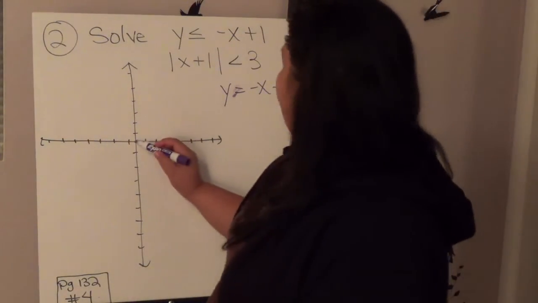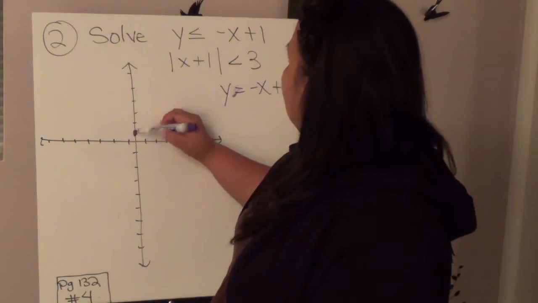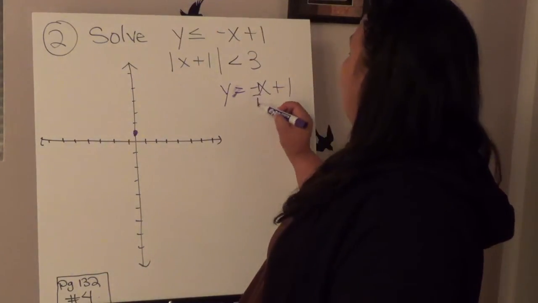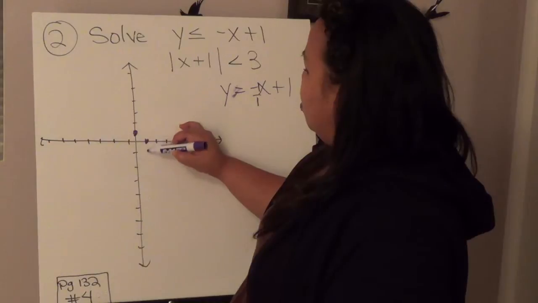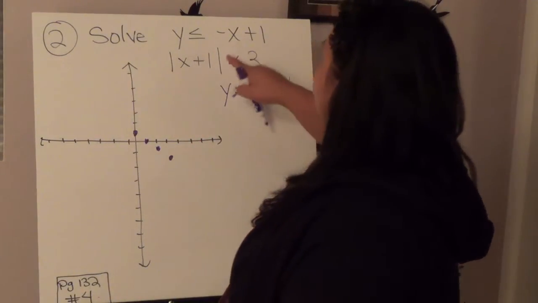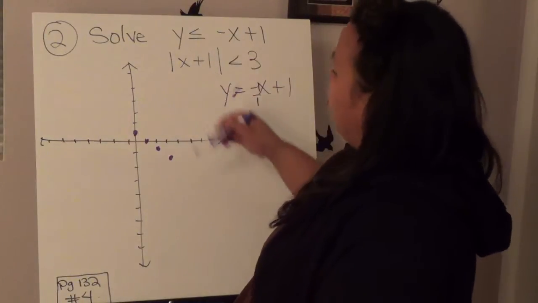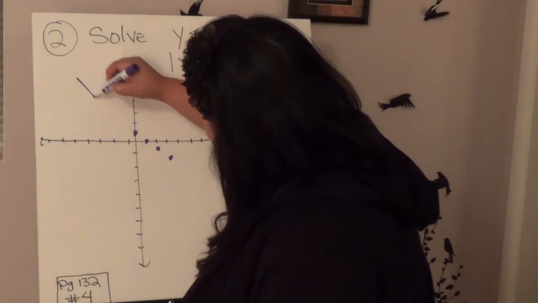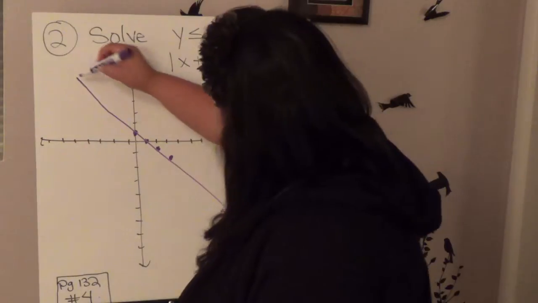So that means I'm going to start at positive 1, and this is negative 1 over 1, so we're going to go down 1, over 1, down 1, over 1. And this has a greater than or equal to sign to it, so it's going to be a solid line.